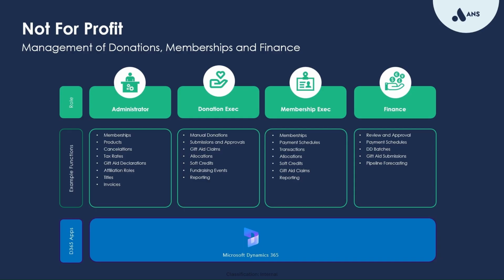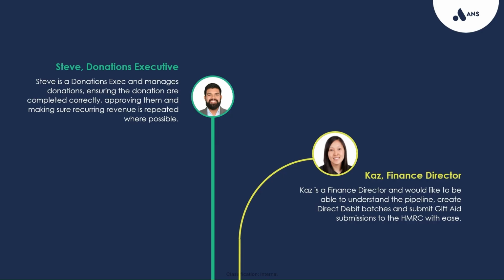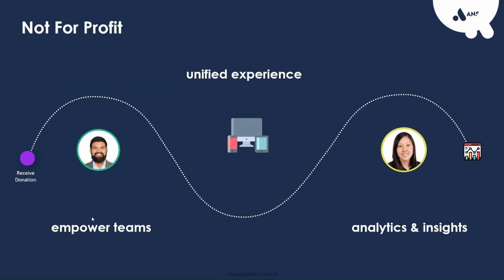So now let's bring this to life with two personas you'll meet today. Meet Steve, a donations executive. Steve manages donations, sets up recurring contributions, ensures transactions are correct, and approves donations that come in from various campaigns. And meet Kaz, a finance director. Kaz needs clear oversight of revenue pipelines, the ability to create direct debit batches, and she wants gift aid submissions to the HMRC to be quick, accurate, and stress-free.